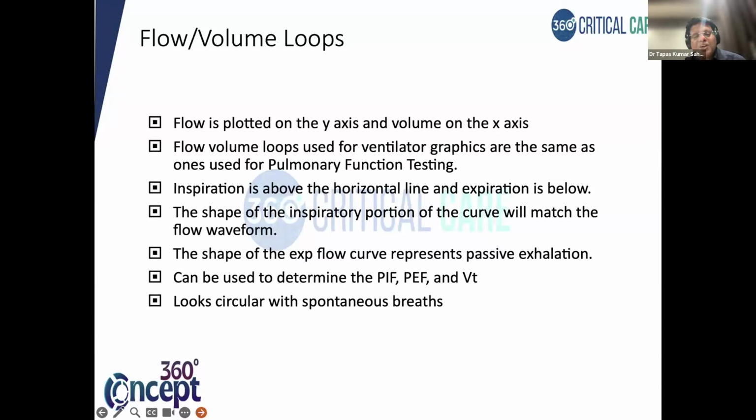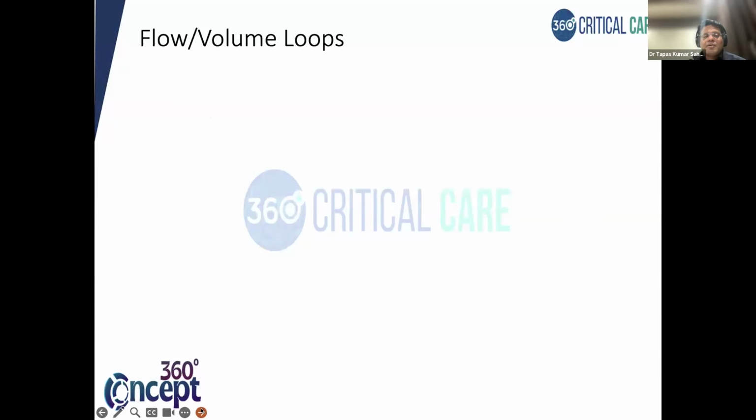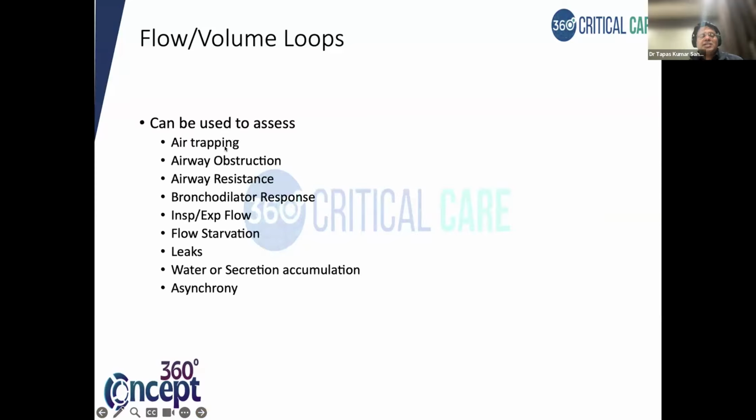Now the shape of the expiratory flow curve represents passive exhalation because there is nothing active happening, since expiration is always passive. Now that can be used to determine the peak inspiratory flow, peak expiratory flow and tidal volume. And in a spontaneous breath, you will get the flow volume loop to be circular. Now that can be used to assess again the similar things that I have already discussed: air trapping, airway obstruction, airway resistance, bronchodilator response, inspiratory expiratory flow, flow starvation, leak, water or secretion accumulation, and asynchrony.